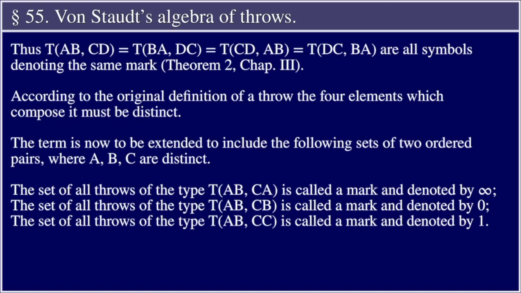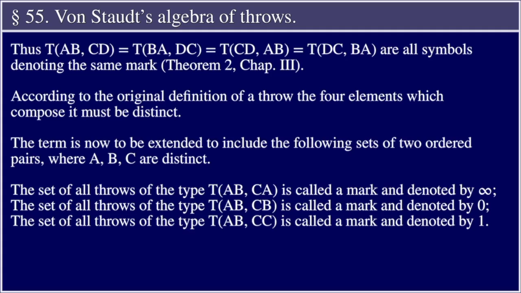Thus, T(AB, CD) = T(BA, DC) = T(CD, AB) = T(DC, BA) are all symbols denoting the same mark by Theorem 2 of Chapter 3. According to the original definition of a throw, the four elements which compose it must be distinct.